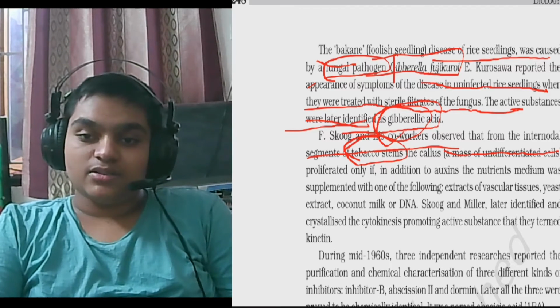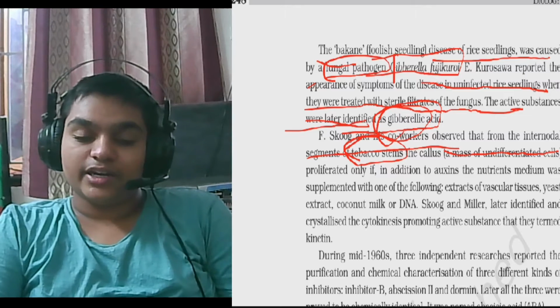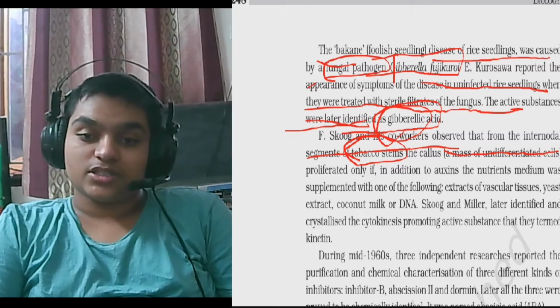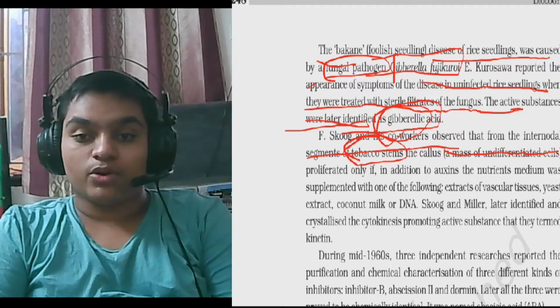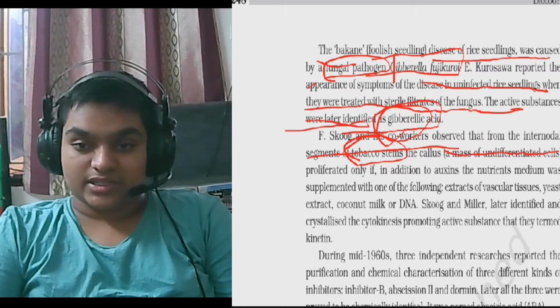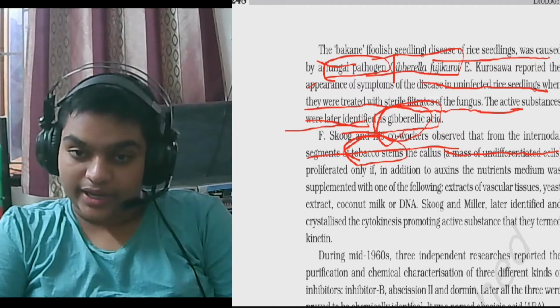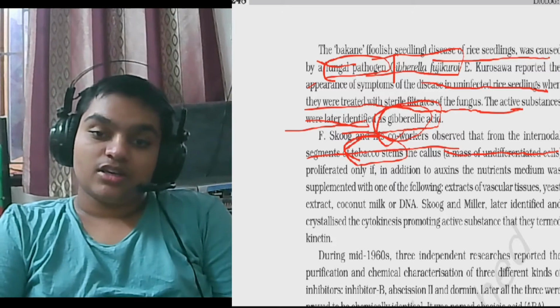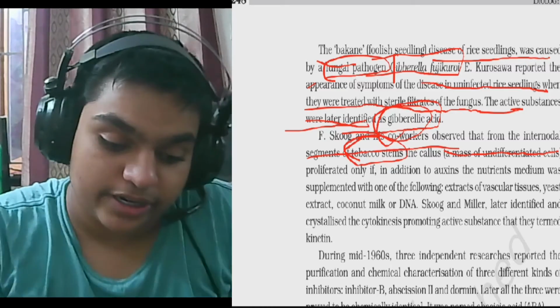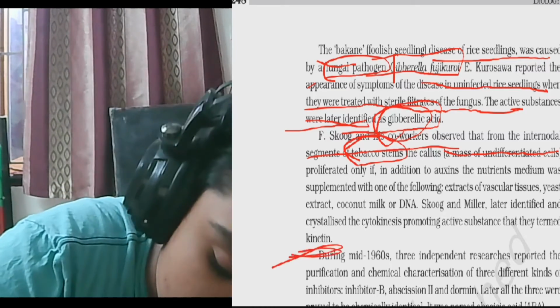And what happened is Miller and Skoog then identified and crystallized this substance as promoting cytokinesis, and they named it cytokinins. And the first thing to be discovered in the cytokinins was kinetin.